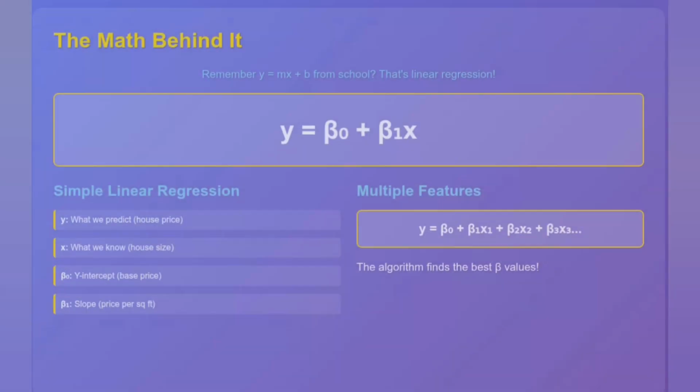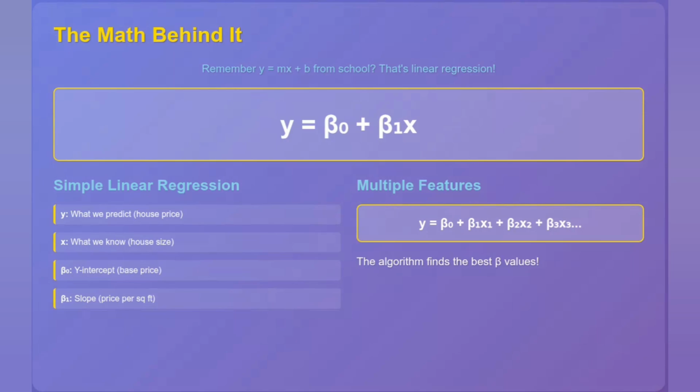The equation is surprisingly simple. Remember y equals mx plus b from school? That's linear regression. Y equals beta 0 plus beta 1x, where y is what we want to predict, house price, x is what we know, house size. Beta 0 is the y-intercept, the base price. Beta 1 is the slope, or price per square foot.